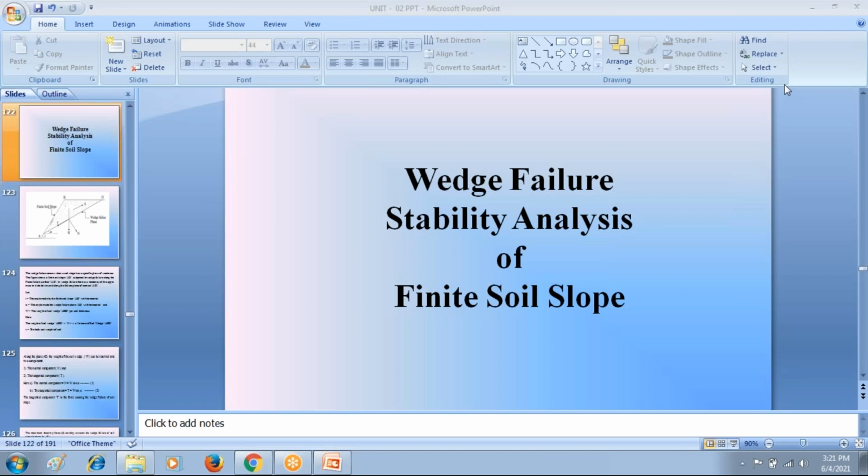Dear students, last class I explained this wedge failure of stability analysis of finite side slopes. Last class I explained this procedure. Here we are discussing the stability analysis of finite side slopes. In the previous classes I explained stability analysis of infinite side slopes. After that, last class we started the stability analysis of finite side slopes.